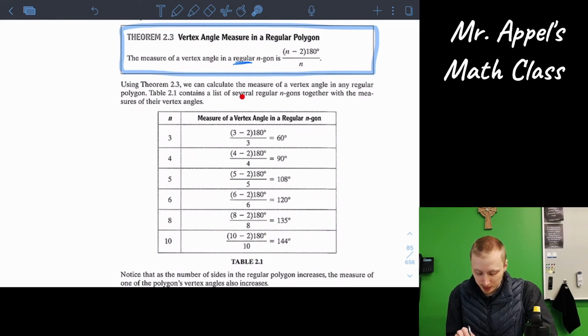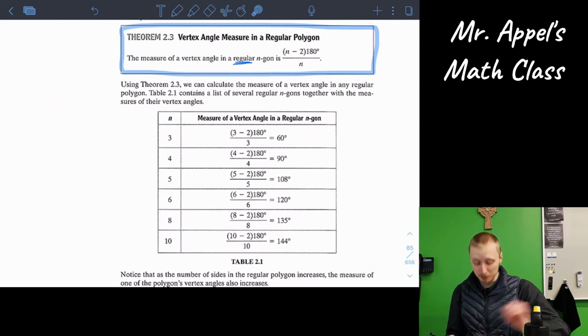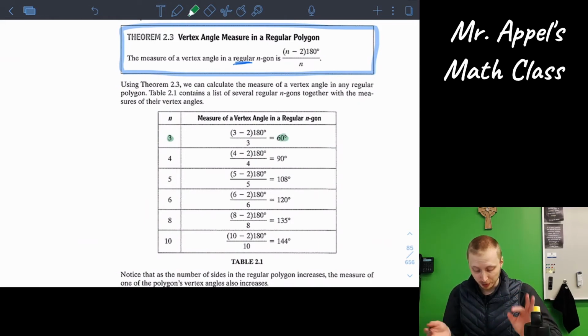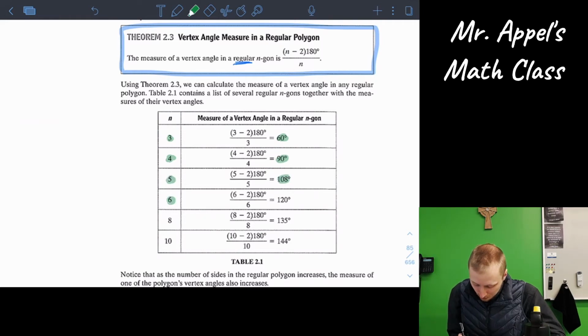Table 2.1 contains a list of several regular n-gons together with the measures of their vertex angles. So the most commonly used polygons. Here is the result already put together for you. So 3 sides, a regular 3-sided polygon, the equilateral equiangular triangle, 60. For 4 sides, 90. 5 sides, 108. 6 sides, 120. 8 sides, 135. And for 10 sides, 144 degrees.